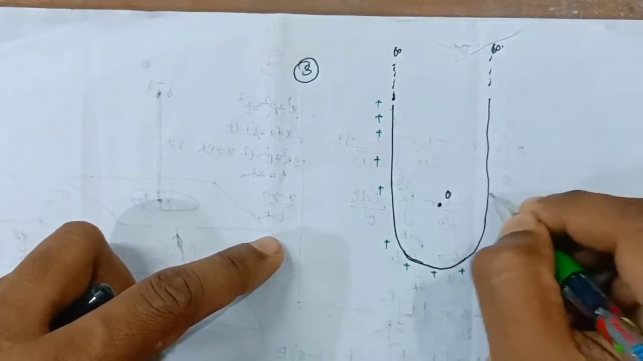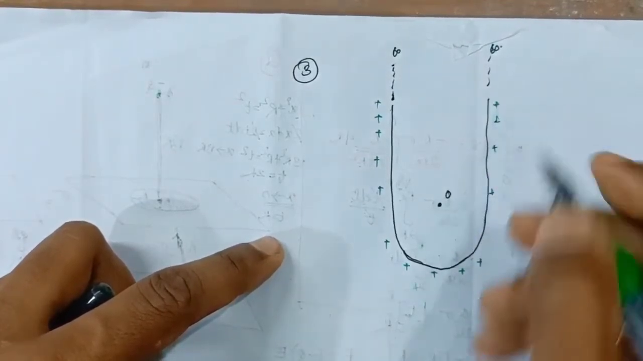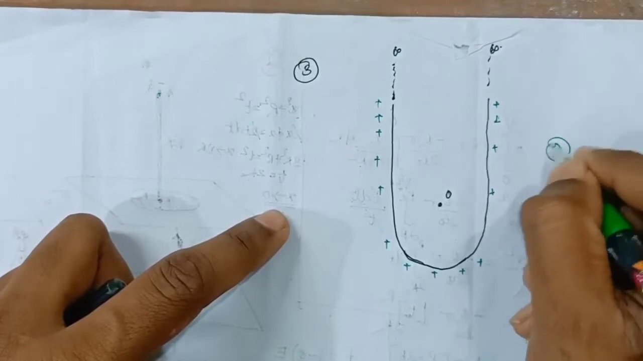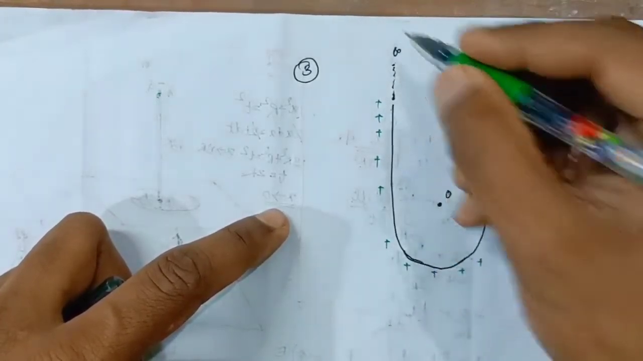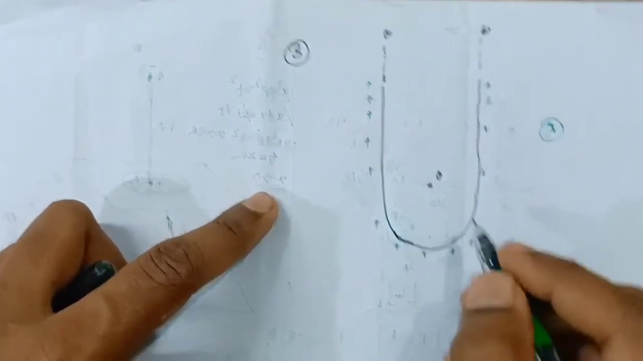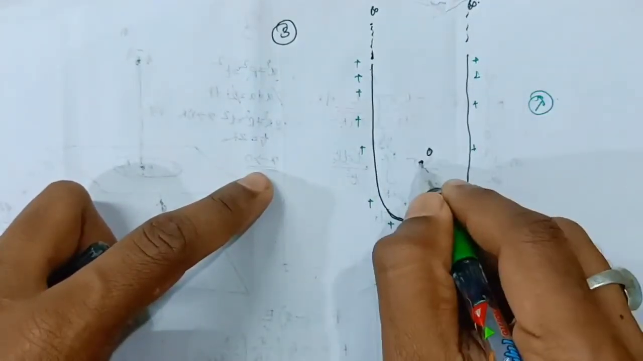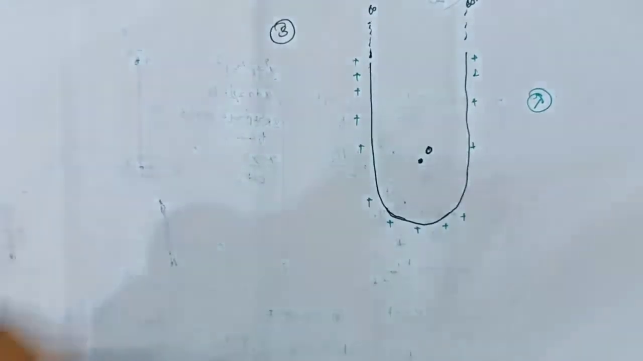Charges have been uniformly distributed, with line charge density lambda. The question is framed like this: this end goes to infinity, and this end goes to infinity. Find the expression of the electric field at the point O.